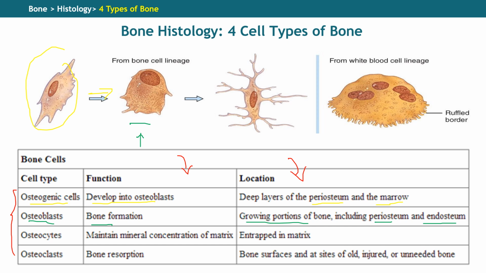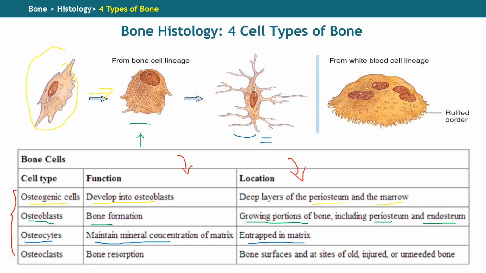Then we have the osteocytes, this type of cells, so I put an equal symbol here because they are in charge of maintaining the mineral concentration of the matrix. Remember, the only cell that is able to divide from these three is the osteogenic cell. So these are not going to create more bone, they are just going to maintain it. And they are trapped in the matrix in the lacuna.